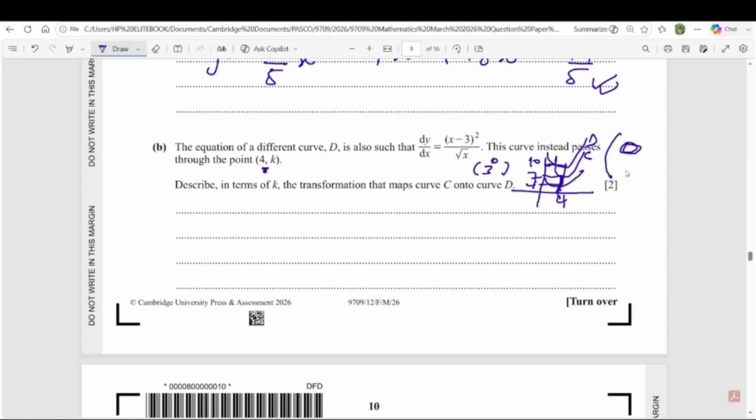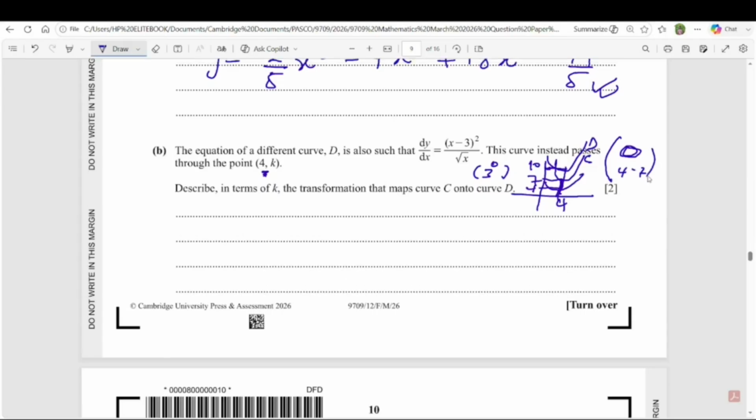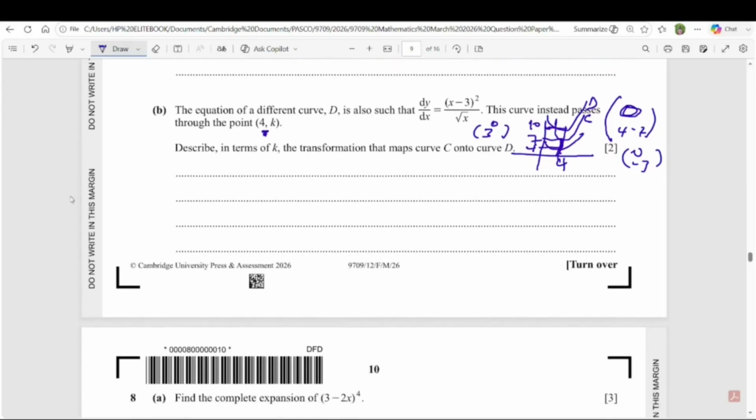So that's going to be 4 minus 7, right? So it's going to be (0, negative 3). If the curve is above (4, 7), then it's going to be 10 minus 7. If it is below 7, it's going to be that number, which is 4 minus 7. So it means that the new curve D is just a translation of C.